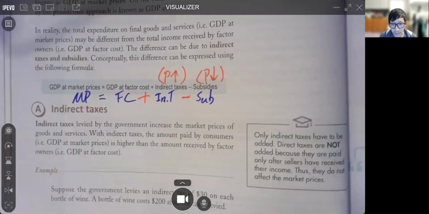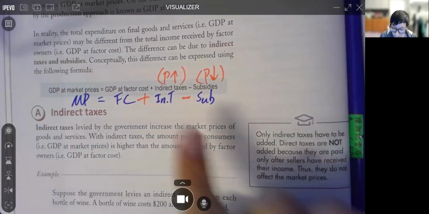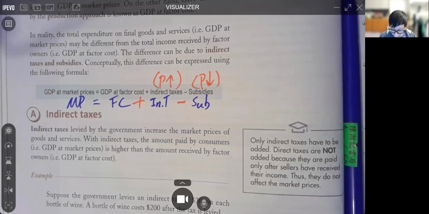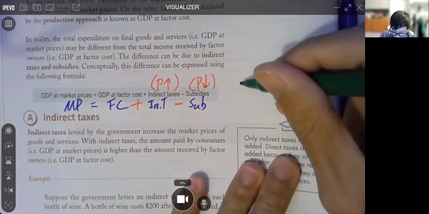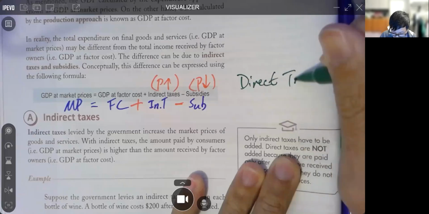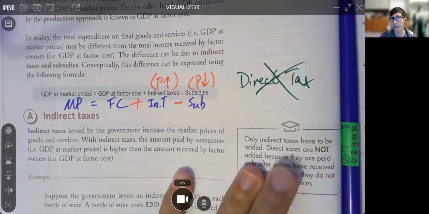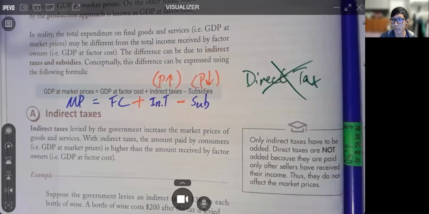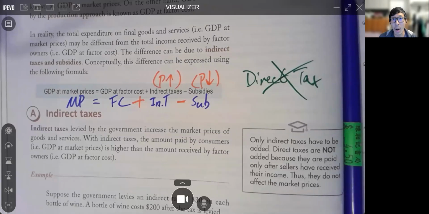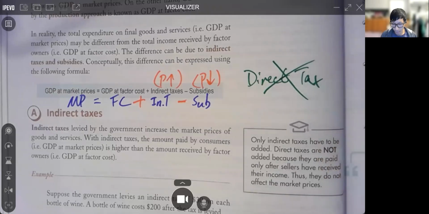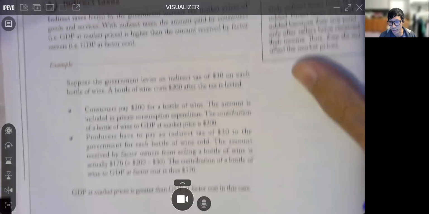Now here, let's remember only indirect tax would affect it. So if the question gives you a direct tax, then remember there is no effect on price. More on that when we talk about chapters 21 to 23. In chapters 21 to 23 we will learn what is a direct tax and what is an indirect tax. Okay, so don't worry too much for now.